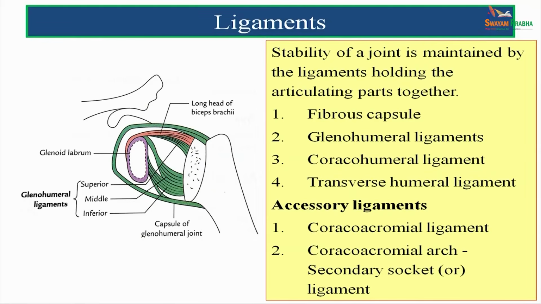Moving further, any joint will be stable in its position only with the help of ligaments or other supports. So stability of a joint is maintained by the ligaments holding the articulating parts of the joint together. Here we have the fibrous capsule. Number 2, the glenohumeral ligaments. Number 3, the coracohumeral ligament. And the transverse humeral ligament. In addition, you also have accessory ligaments, that is the coracoacromial ligament and coracoacromial arch. This coracoacromial arch plays a very vital role in preventing the upward dislocation of the shoulder joint. It forms the secondary socket or secondary ligament supporting the shoulder joint.